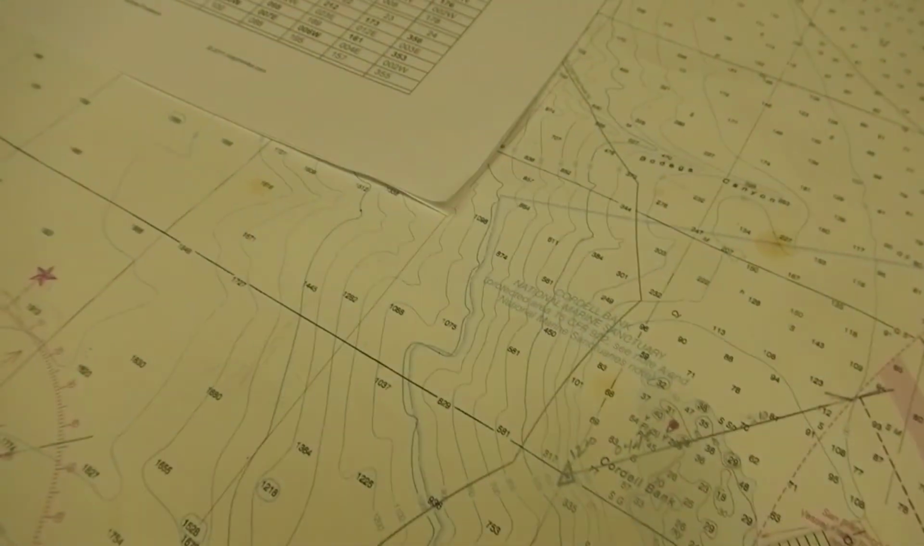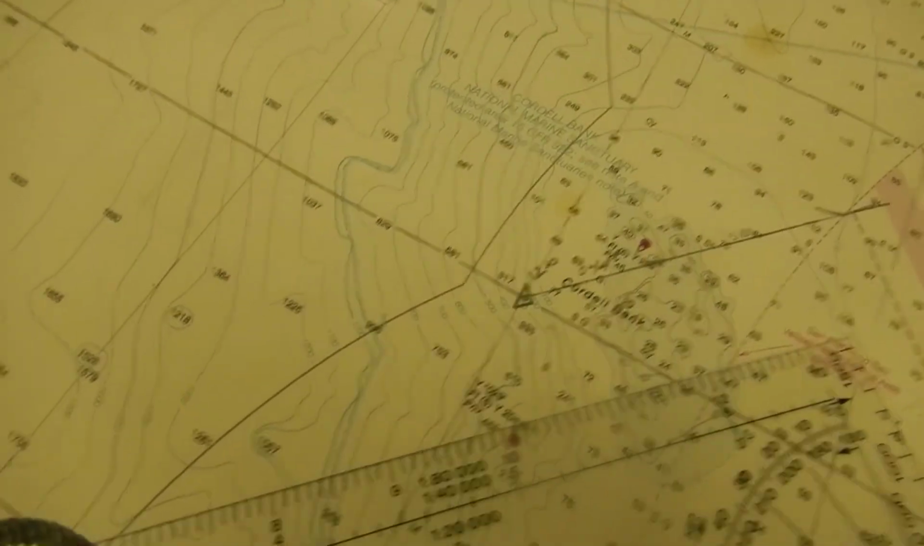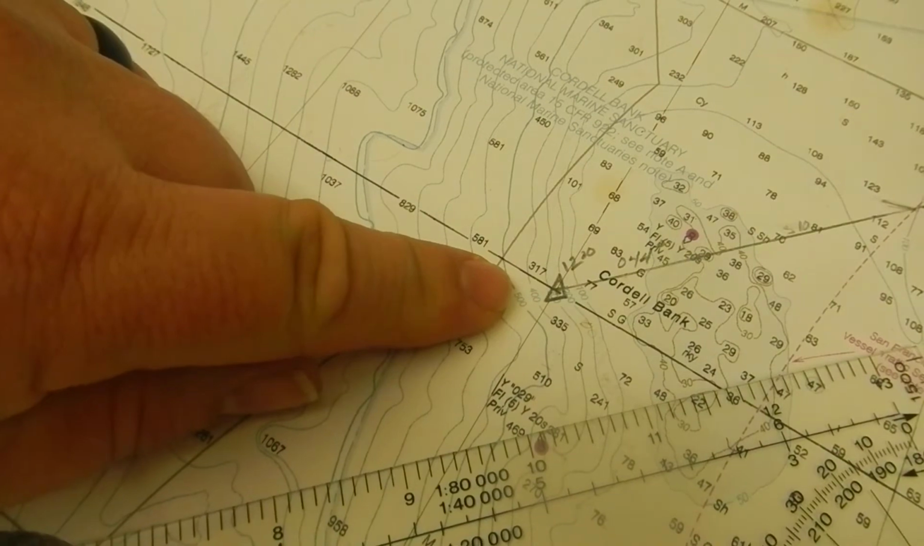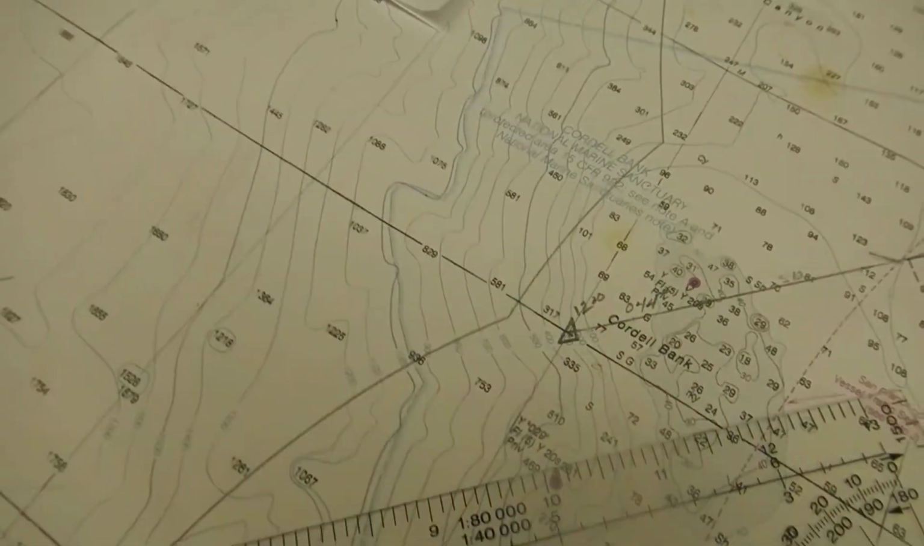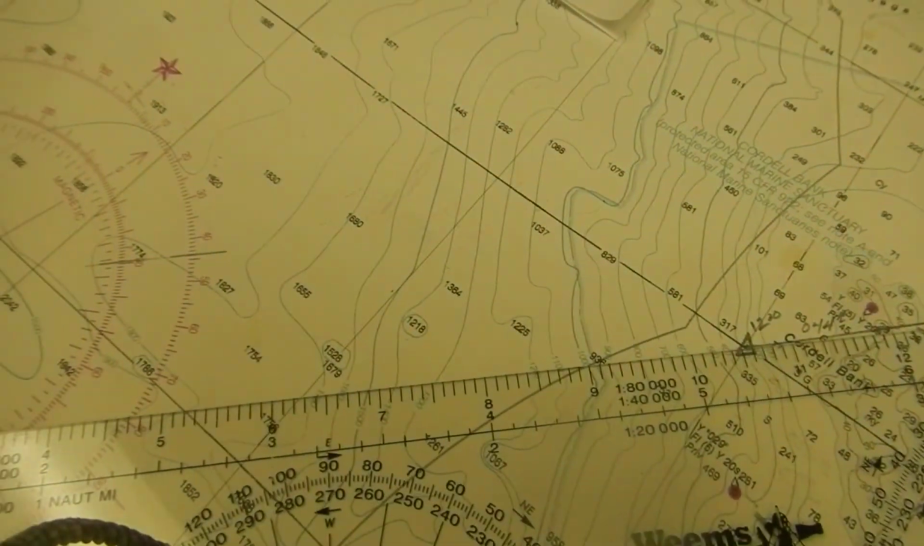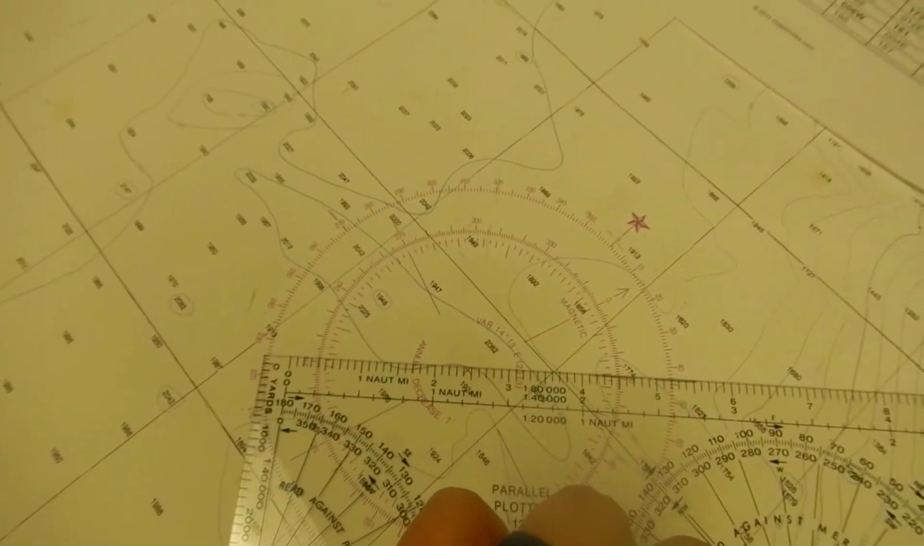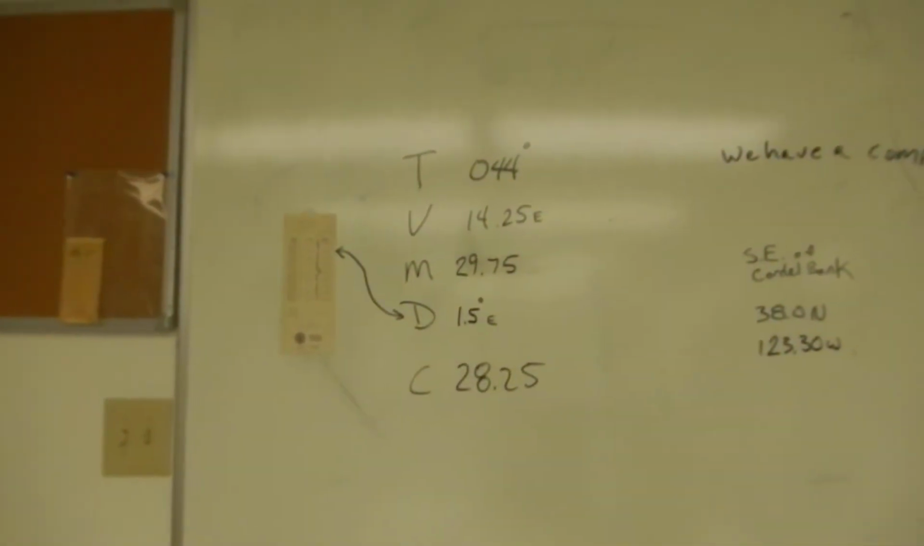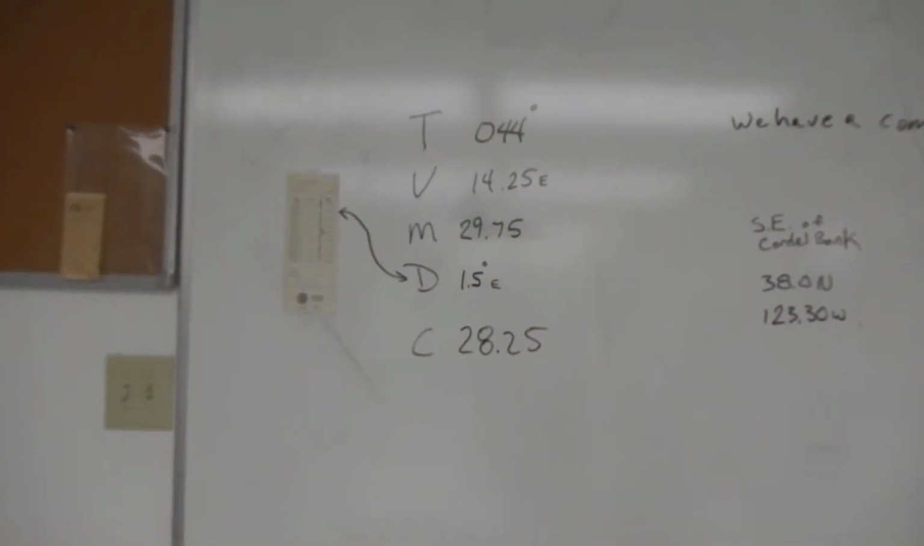So what I found is true course from this Cordell Bank here, southeast of it. I took my roller here, I went into the compass rose, and I found the true course of 044. So I put 044 up there, okay?